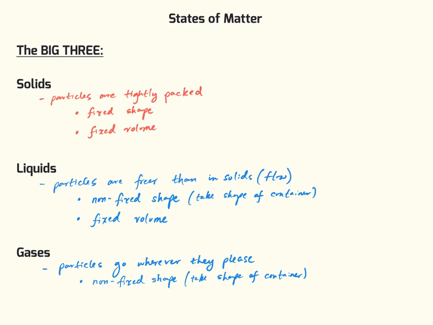Imagine that you have some water and you pour it into a glass. Well, that water is going to take the shape of the glass. So liquids and gases both take the shape of their container. Now, again, with gases, because those particles can do whatever they want, they go wherever they please, gases have a non-fixed volume. So these are the big characteristics with solids, liquids, and gases. And through that PhET simulation, you should have seen what the particles look like in solids, liquids, and gases.